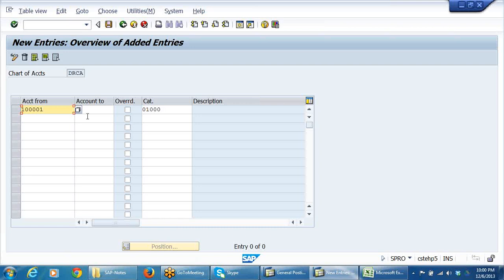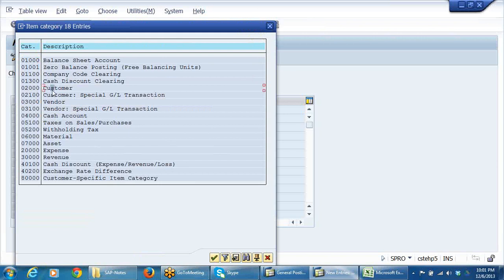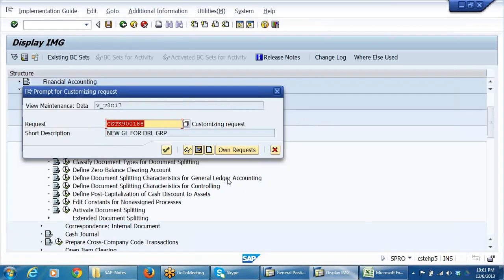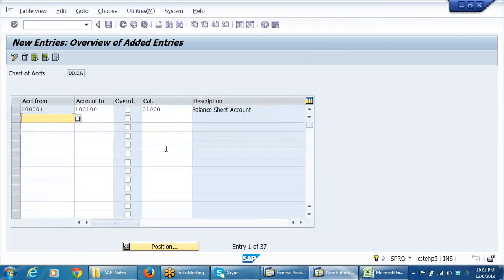Say 1 lakh, 1, 2, say 1,100,000. Right, this is the balance sheet account. Similarly, like that, all accounts you have to assign. Say cash account. So cash and bank account.